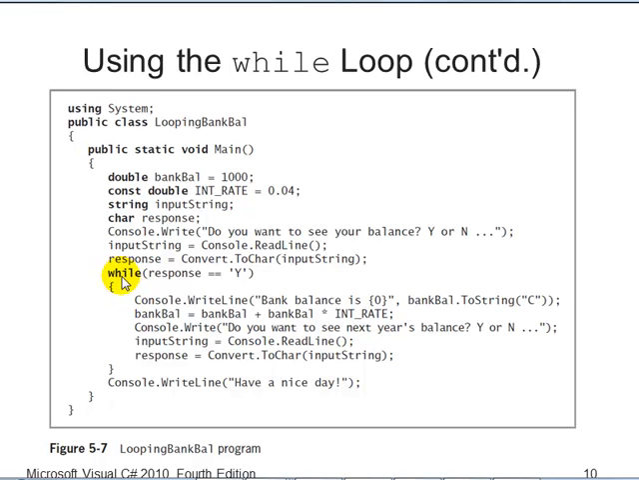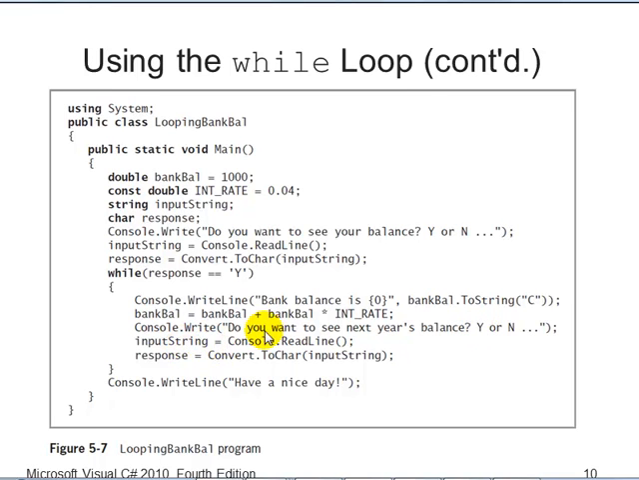Well, we're going to test. While the response is equal to a capital Y, we're going to do what's between these curly brackets. That's our loop body. Okay, and what we're going to do now is we're going to write out another message. We're going to go ahead and increment our bank balance, adding some interest rate. We're accumulating interest here. We're going to write out another message. Do you want to go see this again? Do you want to see your next year's balance?